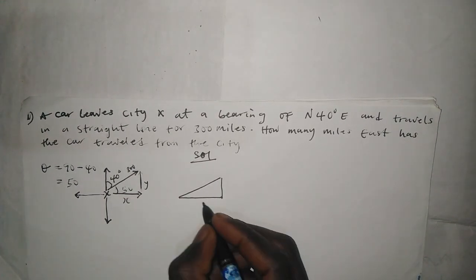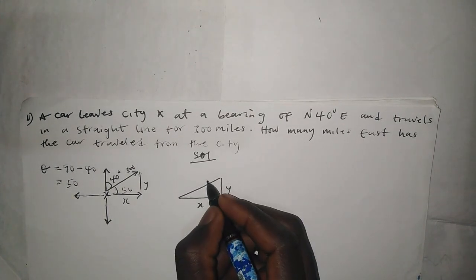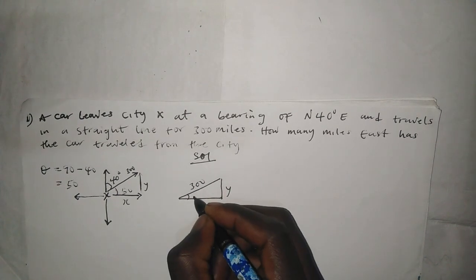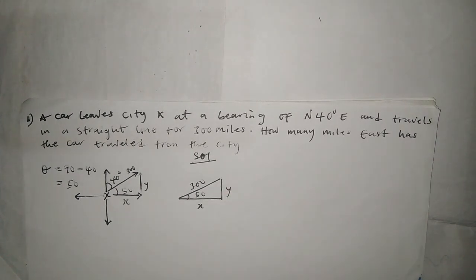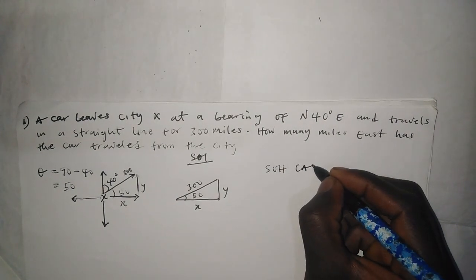So this part we'll put x. This part we'll put y. This part, which is the hypotenuse, we'll put 300 miles. And then our angle is 50. Now to calculate for x, which will give us the number of miles that the car traveled from city X, we use SOHCAHTOA in doing this calculation.